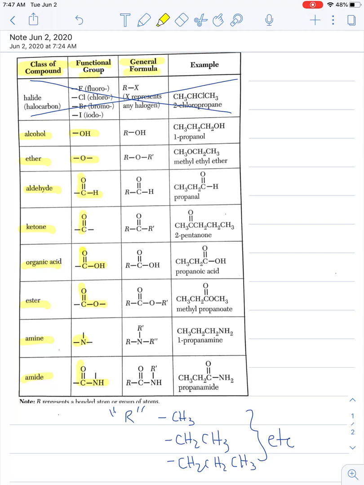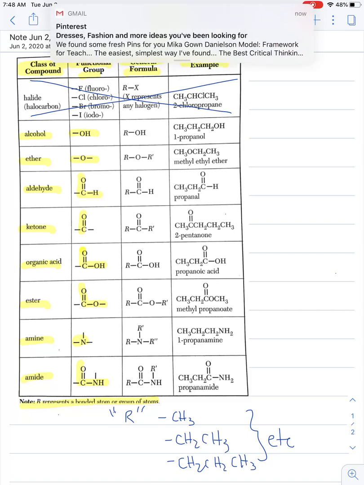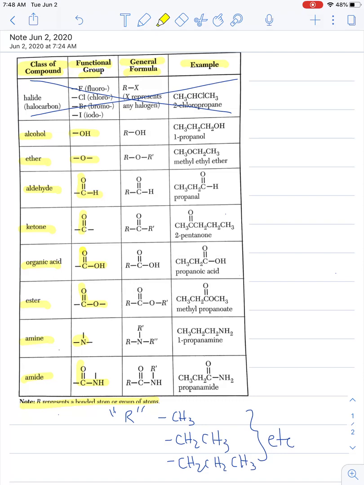The general formula is really just a duplicate of the functional group. It has this R thing. If you look at the bottom, it says R represents a bonded atom or group of atoms. R represents any hydrocarbon. So we know if we see a hydrocarbon and an oxygen, we're in organic chemistry somewhere. It's one of these classes. And then the other neat thing they give you with Table R is examples. So if you can read the examples and cross-reference it, you're in good shape.